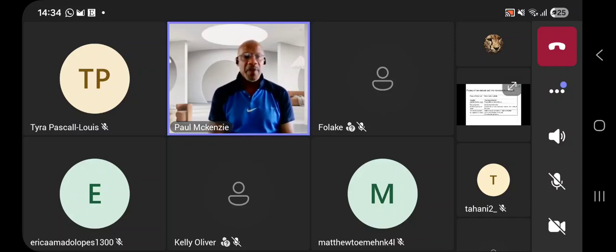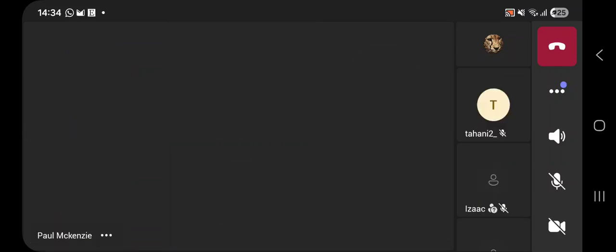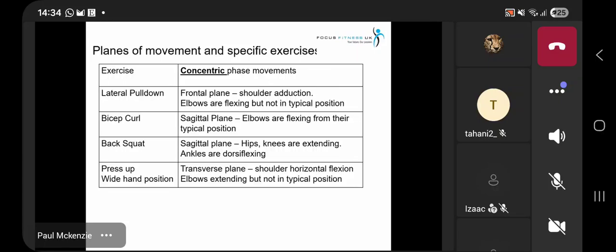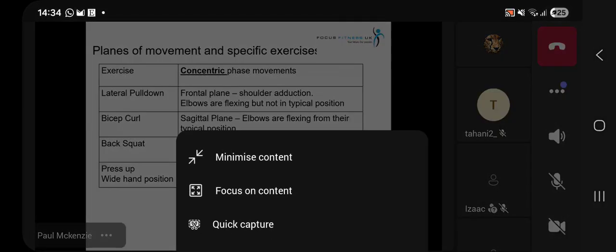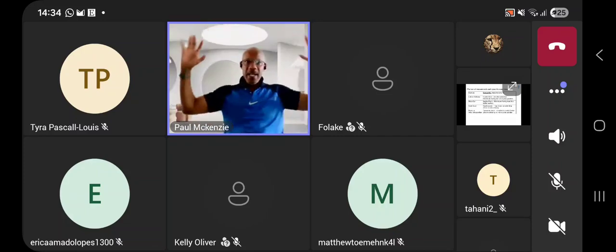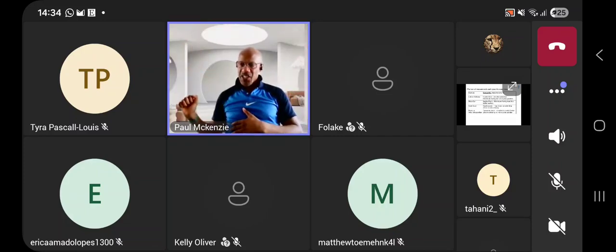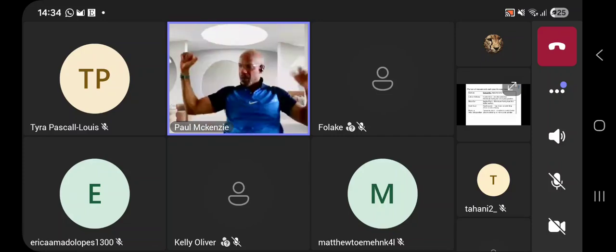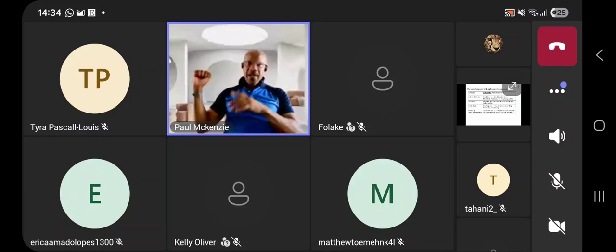Okay. So those are movements, but now let's look at examples of exercises. Okay. So lateral pull down, remember that's this one here, you take the bar and you're pulling down. That's a frontal plane. Okay. Remember anything here, it's frontal plane, because we have shoulder adduction. As you're pulling down, you're adducting the shoulders and you're flexing the elbows.